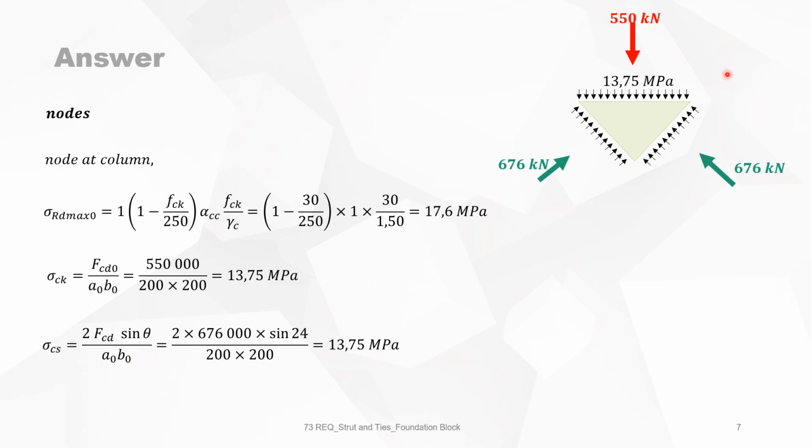We check the stress on the other side. So it's given by this formula. It's 2 times 676,000 times the sine of theta divided by 200 times 200. And it gives you 13.75. So on those two ties, we see now clearly that it is a hydrostatic situation. And this is what we should have as a result.